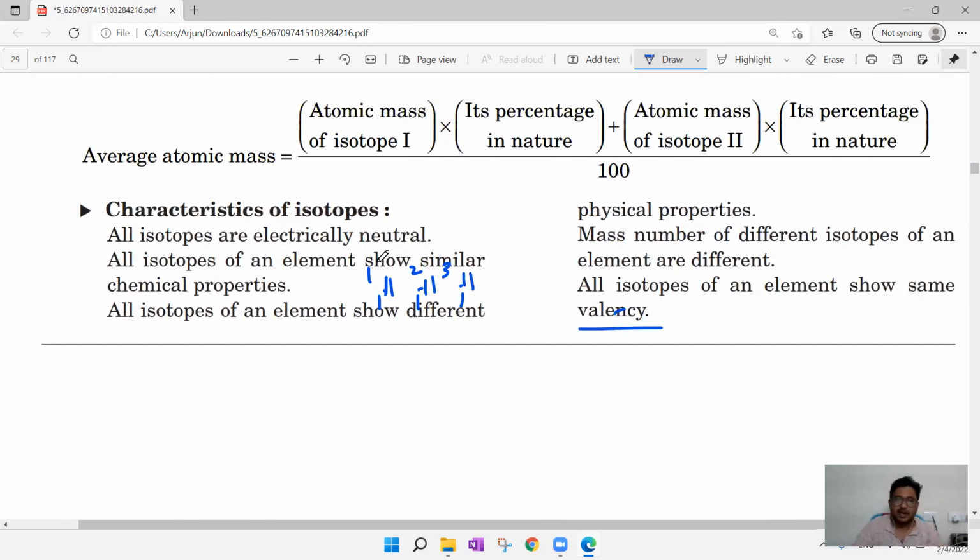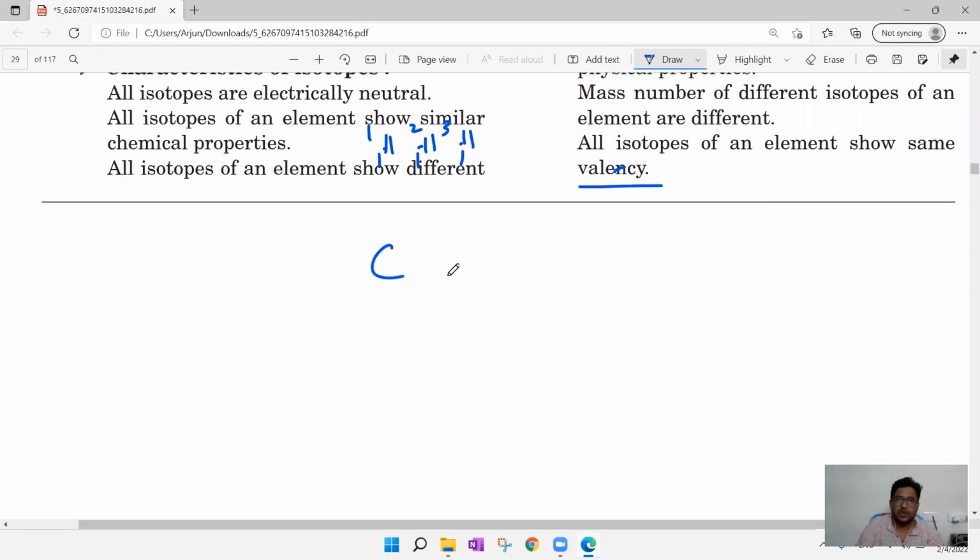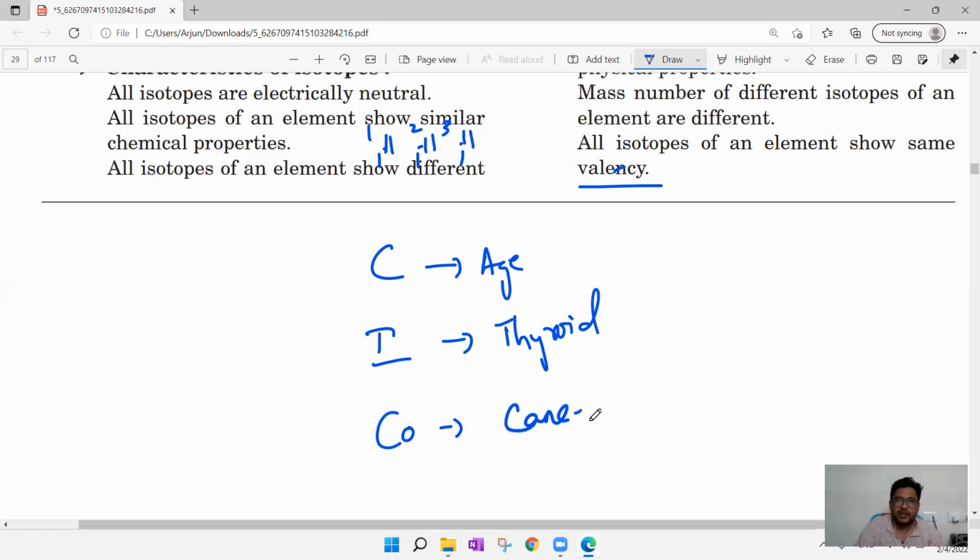So isotopes are used in the treatment of cancer. Carbon isotope is used to detect the age of a material, and iodine isotope is used to treat goiter of the thyroid gland. And some cobalt is used in treatment of cancer. These are uses of isotopes: carbon isotope, iodine isotope, cobalt isotope.